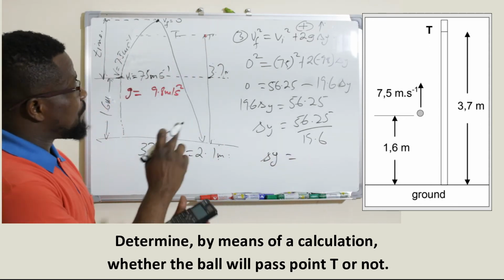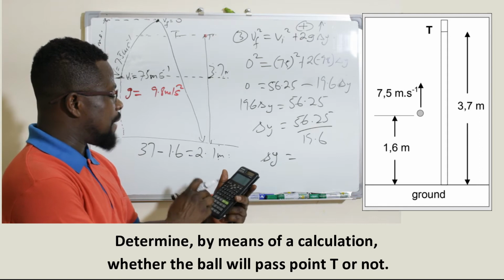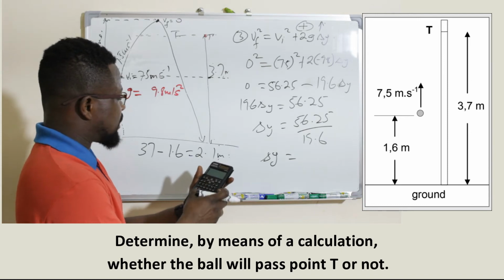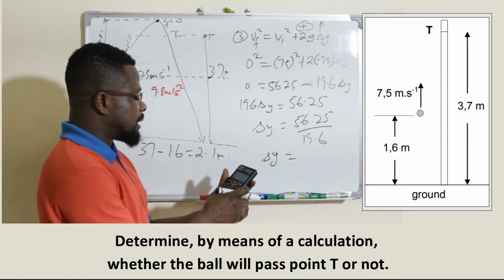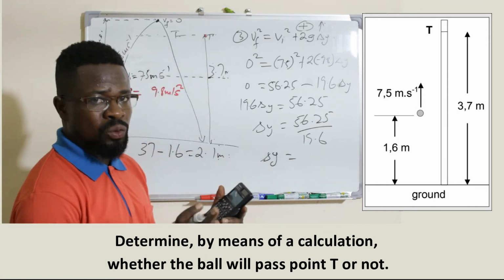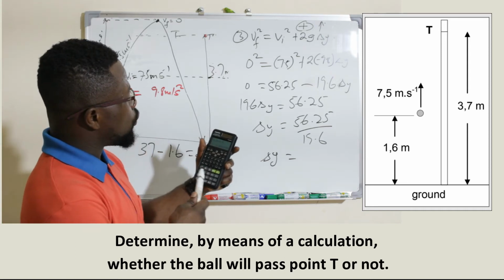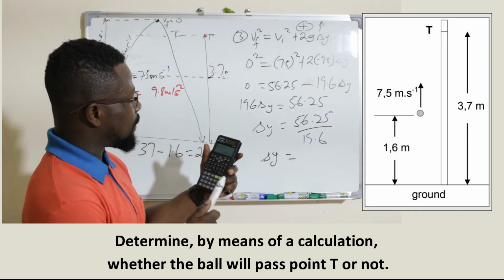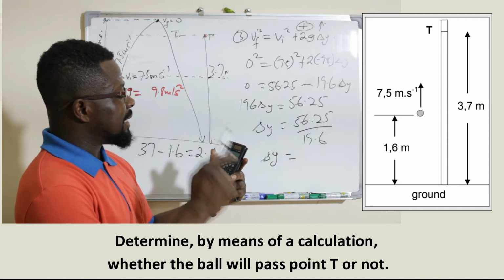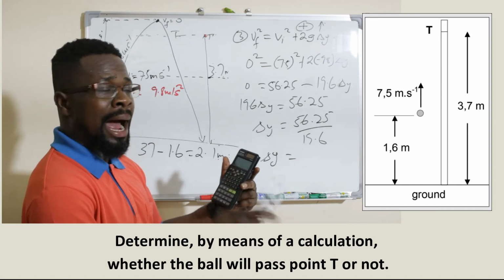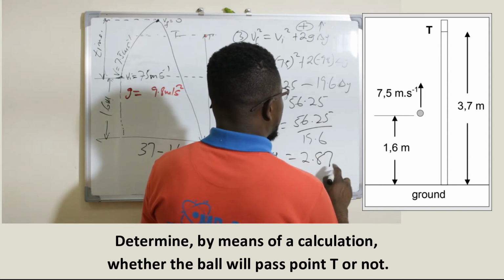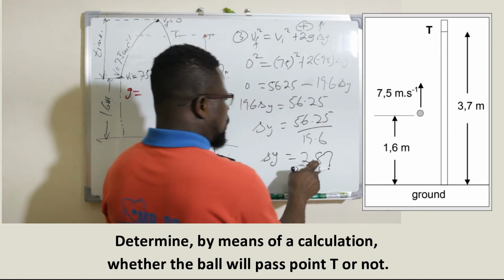So if I do that, I am having 56.25 divided by 19.6. And if I do that, I'm having what? Remember, I'm leaving all my answers in 2 decimal places. What I'm having is 2.869897959. So I'm leaving it in 2 decimal places because the 9 after the 86 is greater than 5. I'm going to round up, and if I round up, I should have 2.87.